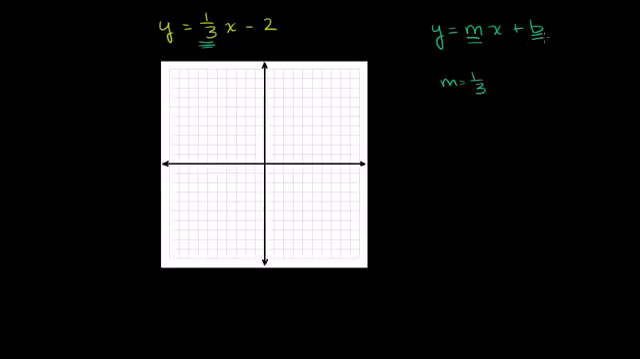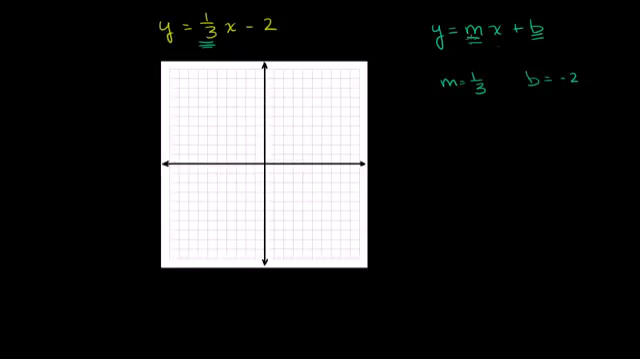And b is the y-intercept. So in this case, b is equal to -2. And you know that b is the y-intercept because the y-intercept occurs when x is equal to 0. So if x is equal to 0 in either of these situations, this term just becomes 0, and y will be equal to b. So that's what we mean by b is the y-intercept.